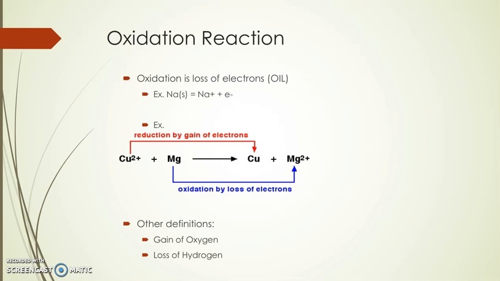Oxidation of a species can be defined as a loss of electrons. For example, solid sodium is oxidized and produces a sodium ion along with an electron. Oxidation can also be defined as a gain of oxygen or a loss of hydrogen.